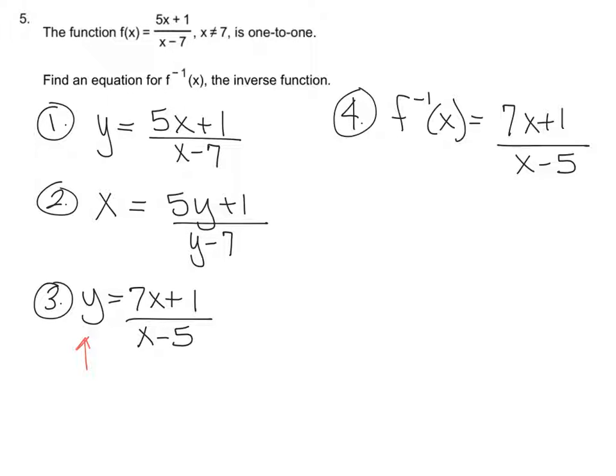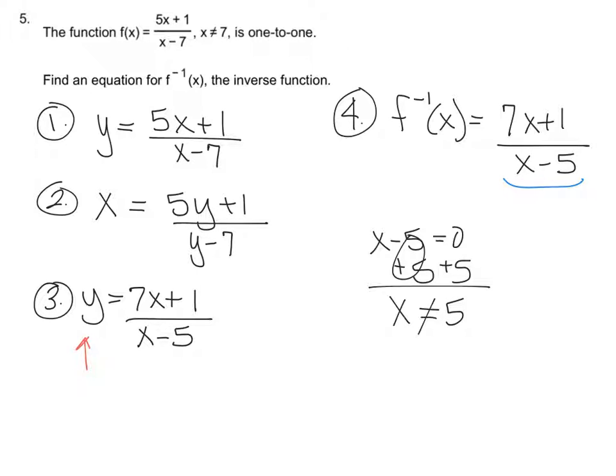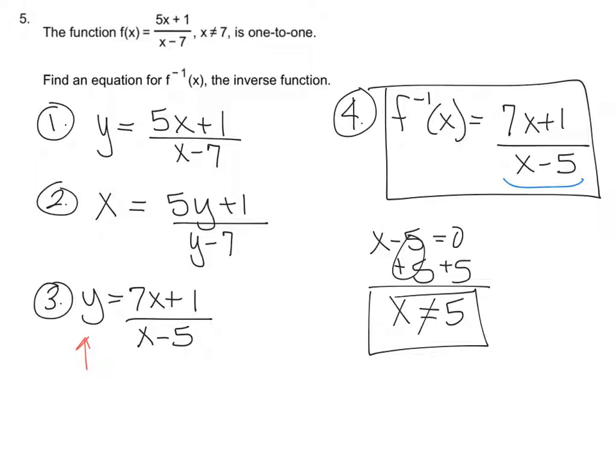And this is a rational expression, so I want to set my denominator equal to 0 and solve for x. This will give me the values of x that x cannot equal. So x cannot equal a positive 5. When it does equal 5, my expression becomes undefined. So my answer is f inverse of x equals 7x plus 1 divided by x minus 5, where x cannot equal 5.